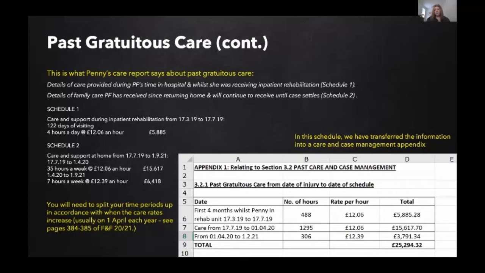So as you can see from the screenshot on this slide, in the first row of your table, you copy over the numbers. So 4 hours a day for 122 days is 488 hours in total. Multiply that by the hourly rate, and then that gives you the total claim for Penny's inpatient period. And you do exactly the same for the next 2 time periods. One thing to look out for is the hourly rate increasing. You will find the details on page 384 of the current Facts and Figures book, this lovely silver one for their Jubilee.